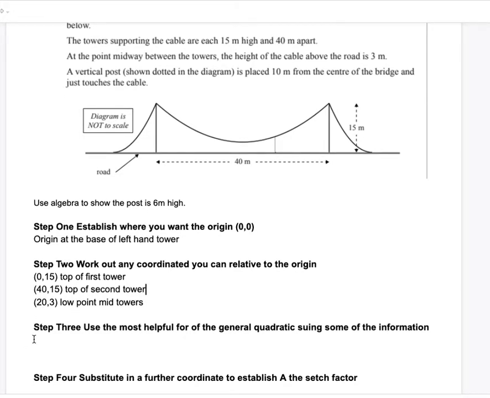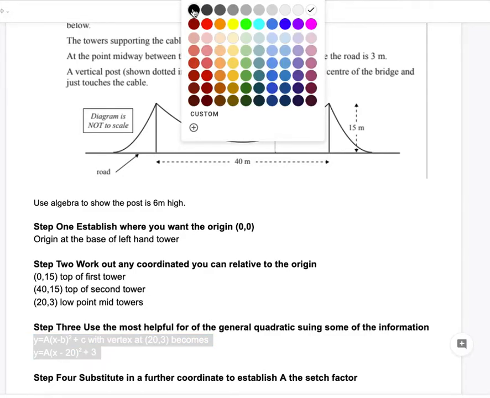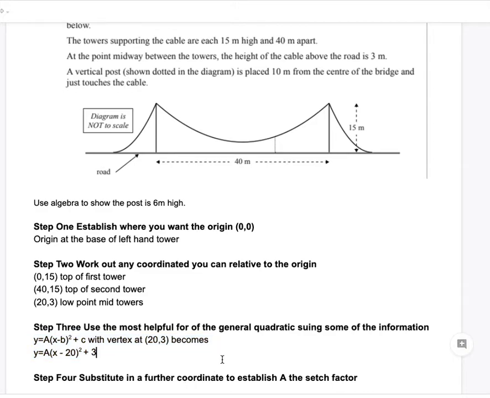Step 3, we use the most helpful form of the quadratic. Now, this is where you have to do a bit of choosing. In this situation, we don't have direct x-intercepts, but what we do have is a clear vertex at (20, 3), so we've got that form. Now, that's a general form of the equation, but as a changes, obviously the vertex stays put, but the shape of the parabola will change.